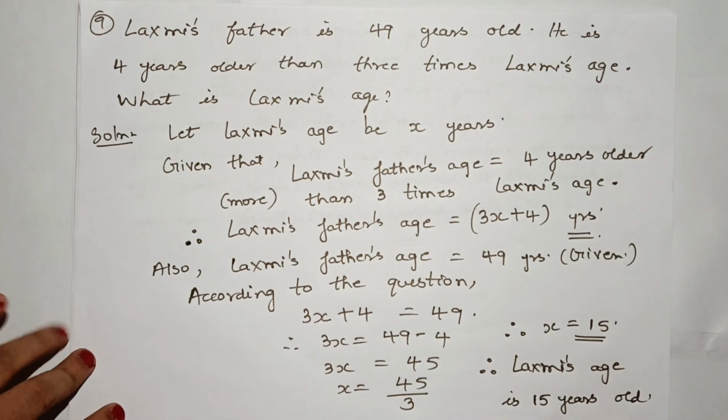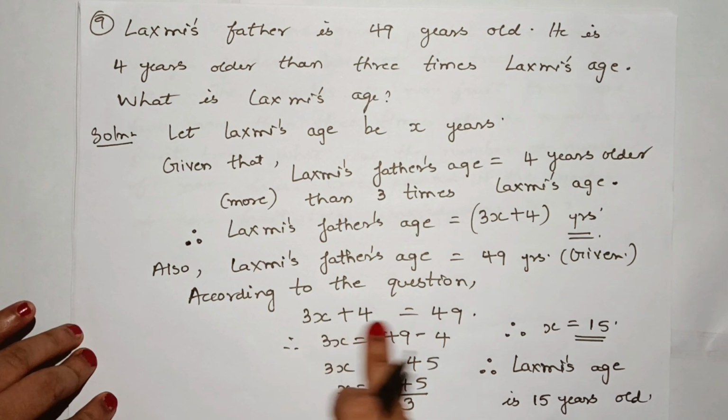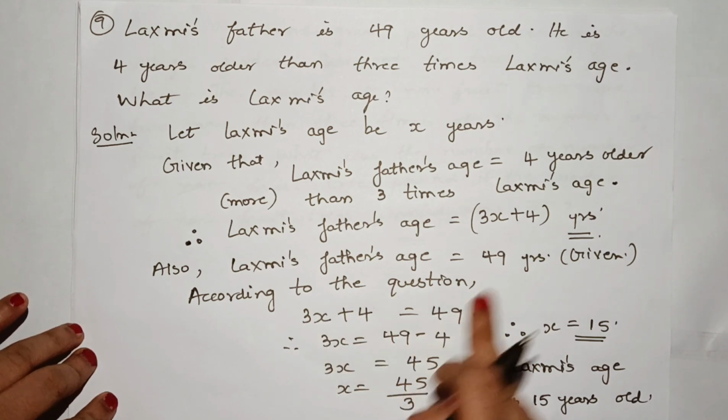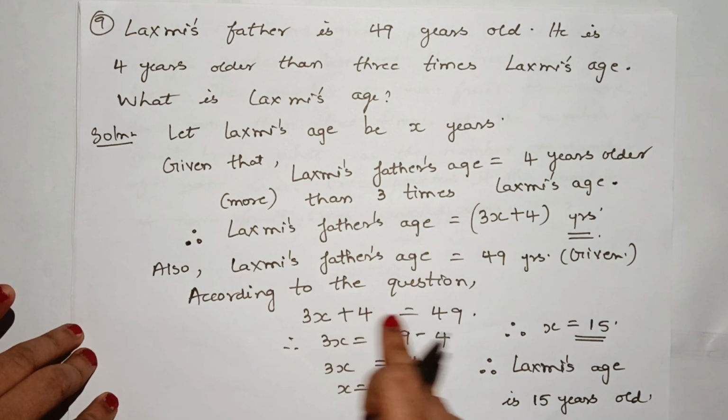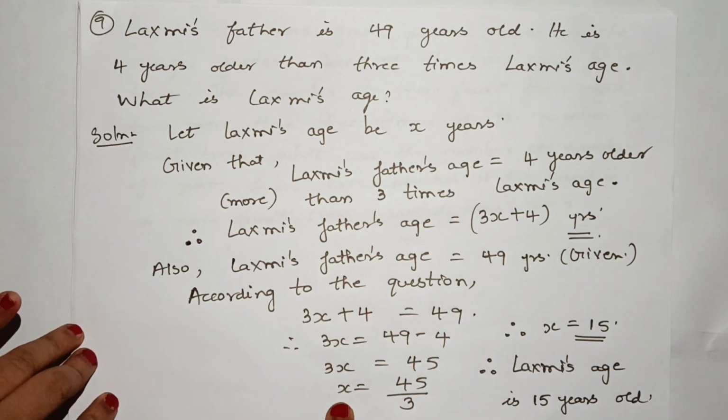Quite easy. Understand the concept very well. Framing the equation has to be done correctly. First find the first expression, then the second expression, then club them and frame an equation, and then find the final solution. Is it clear? Now let's switch to the next question.